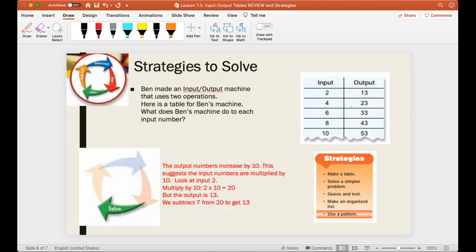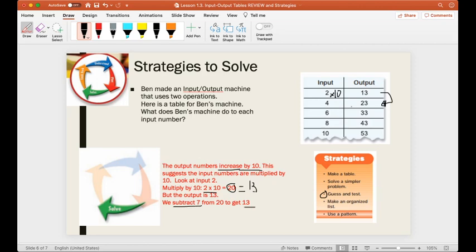Next, we're going to try to solve. Remember we talked about the first method, which is guess and test. If the output is increasing by 10, we know this from the previous step where we're starting to plan, this suggests that the numbers are multiplied by 10. That's what we're assuming. But 2 multiplied by 10 is 20, and we need this to equal 13.